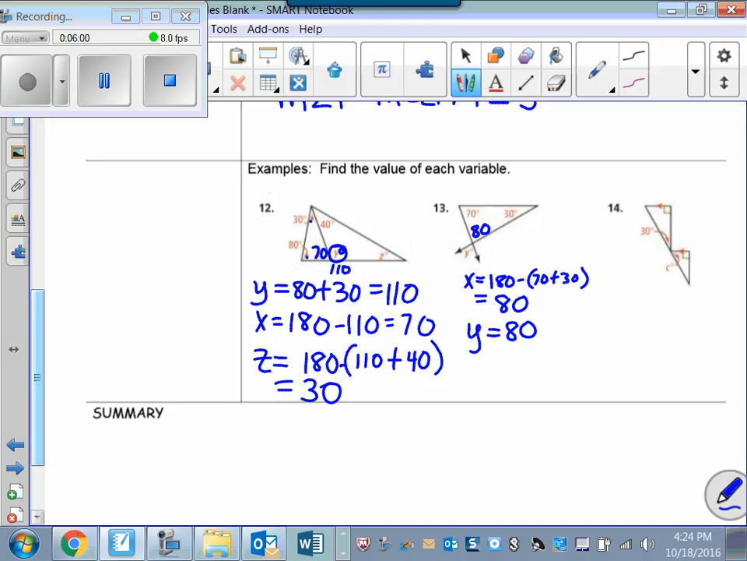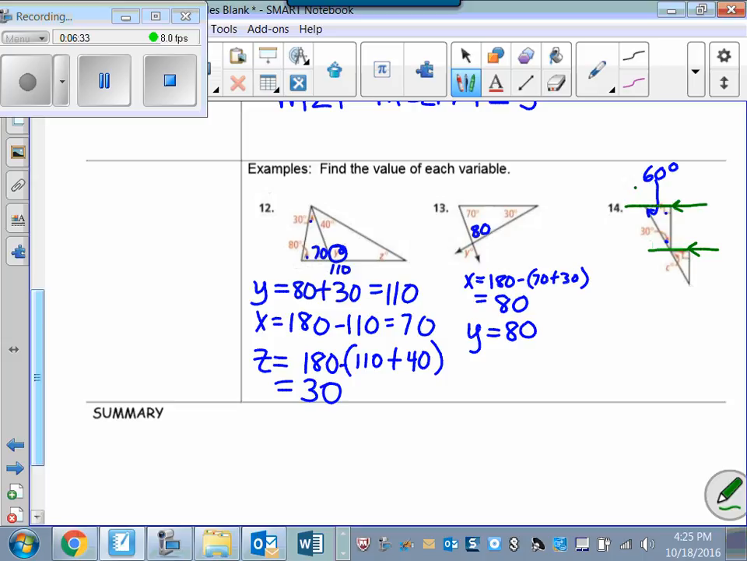And then finally here, number 14, I have to find out what C is. What's the value of C? Well, let me see what I already know for sure. I know the measure of this angle here, right? If this one's 30 and this one's 90, that's 120. So that means this angle here has to be 60 degrees, right? That angle right there. Well, look what we have here. You can barely see these little markings here, but that's telling me that this side of this triangle is parallel to this side of this triangle.